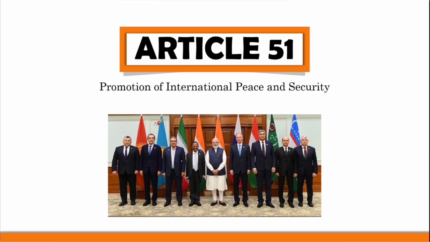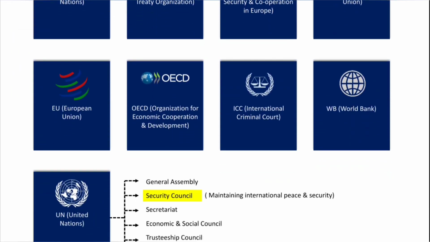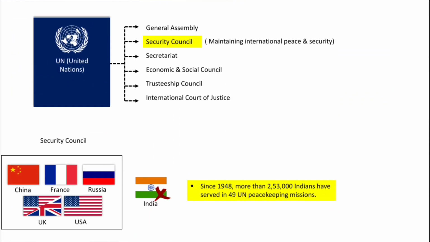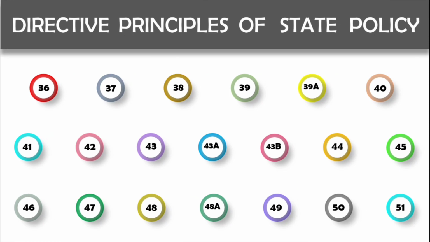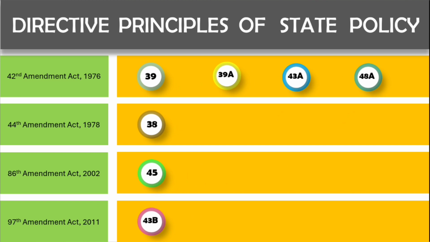In the last video, we discussed Article 51 of the Indian Constitution. If you haven't seen that video yet, then the link is given in the description box. With Article 51, we have finished Part 4 of the Indian Constitution. Now in this video, we will cover all the amendments done to Part 4 of the Indian Constitution. So this is the list of articles of DPSP which were amended. Now let's see by which constitutional amendment these articles were amended.